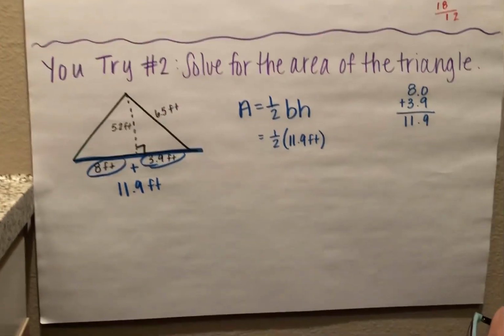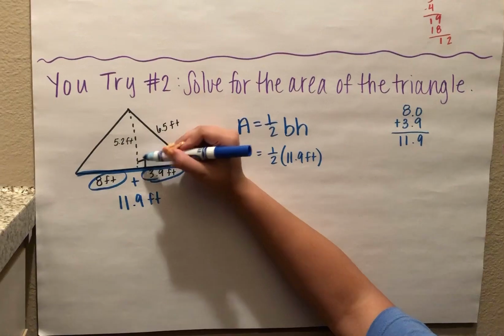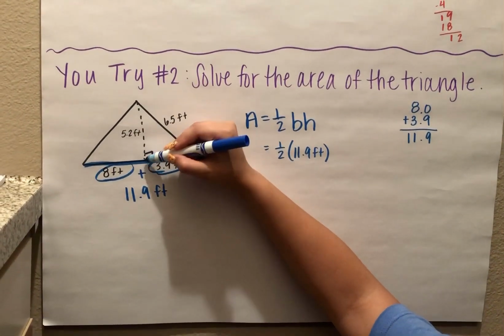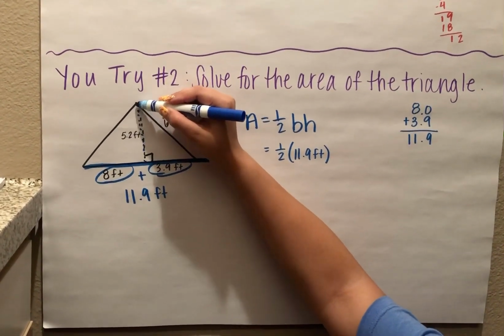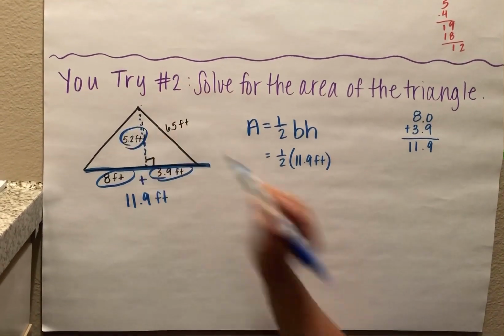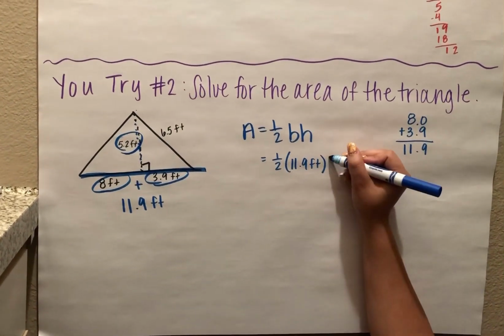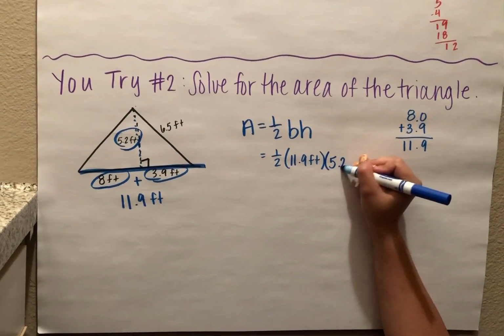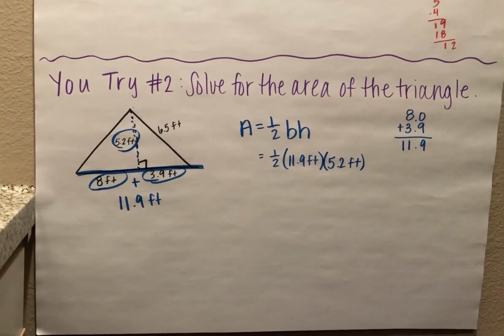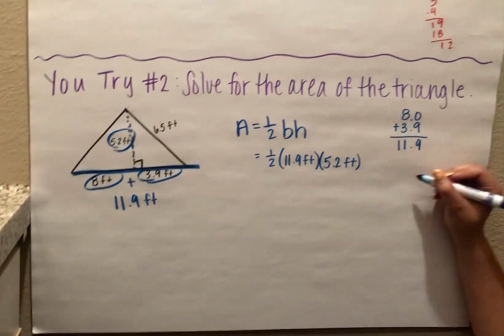Next, I need to locate my height. I know I can find my height by looking for the location of the right angle. So here is the height of the entire triangle, it is 5.2. I'm going to replace my H with 5.2. And next, now I need to multiply my base times my height.